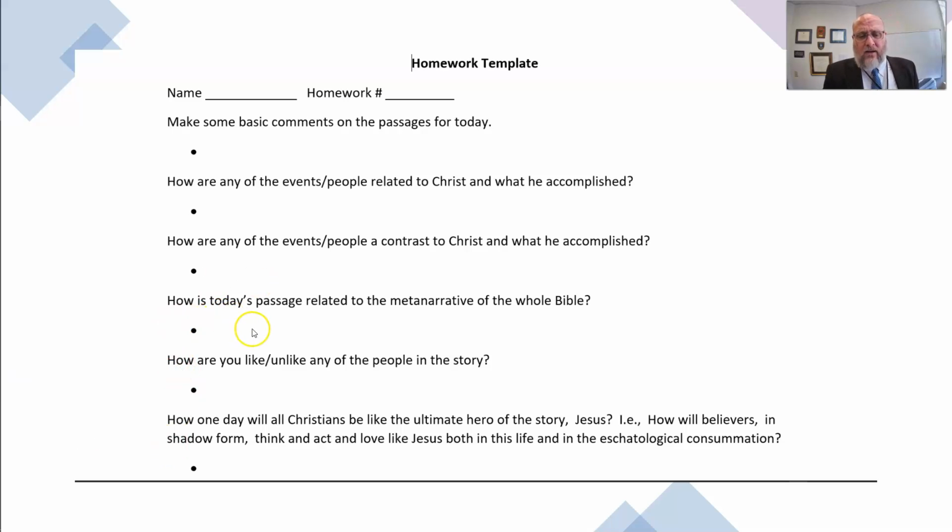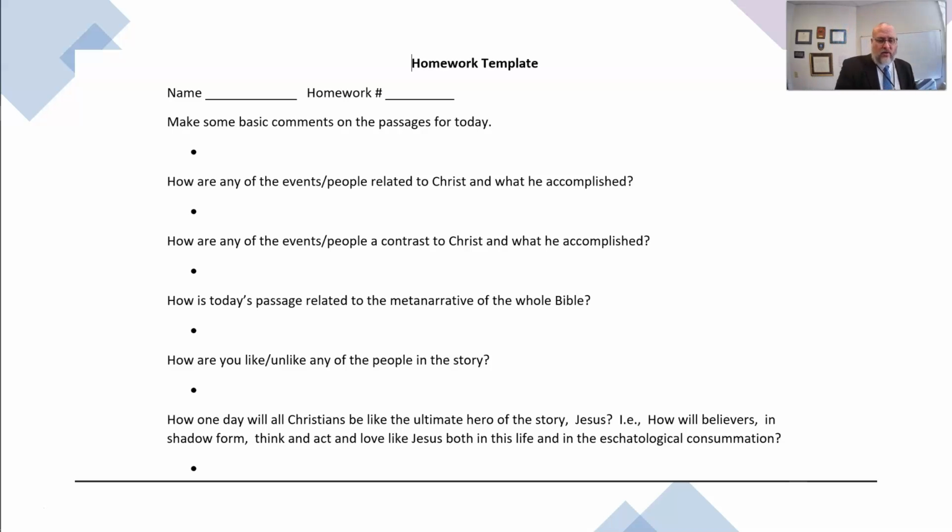So you'll ask the question, how is today's passage related to the meta-narrative as a whole, as you begin to step back and try to look at the whole Bible at the same time? And how are you like any of the people in the story? Are you like the good characters, or perhaps often you may be like the bad characters in the story? And then one day, how will the transformation that Christ brings cause everyone in the story to reflect his image?